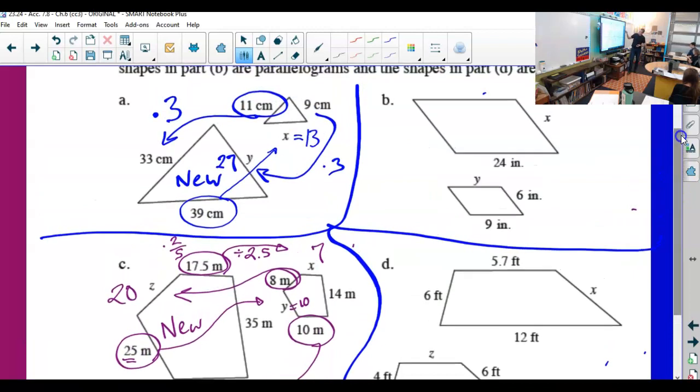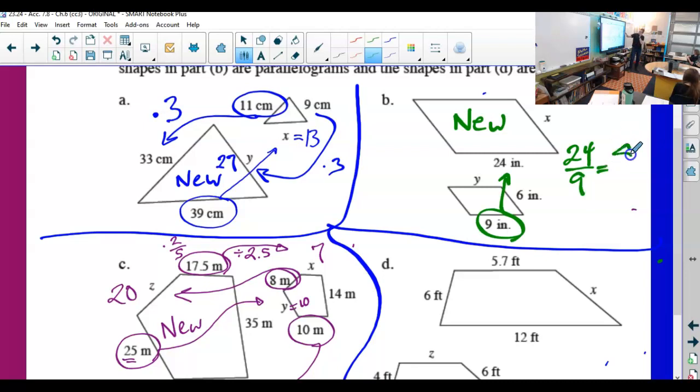I don't know that we're going to take the time to totally do these. If I go from small to big, which I think is the easier way when they don't tell us which is which, what's the scale factor here? 9/24. Not if I'm calling this one the new. 24/9. I think they can both divide by 3. 2/3. 8/3. So wait. 2 2/3.